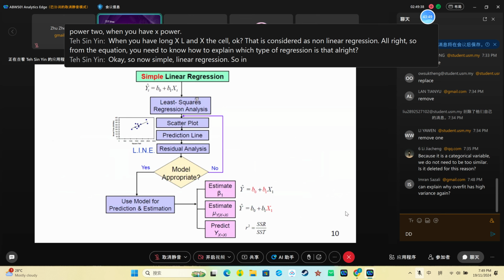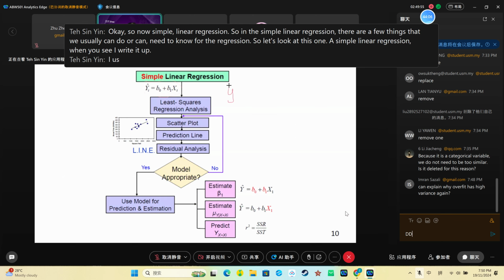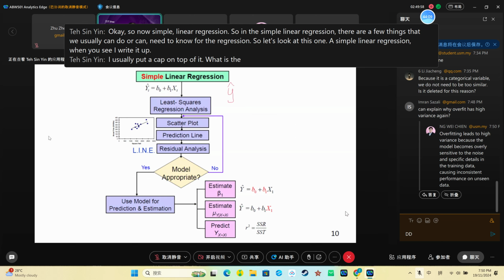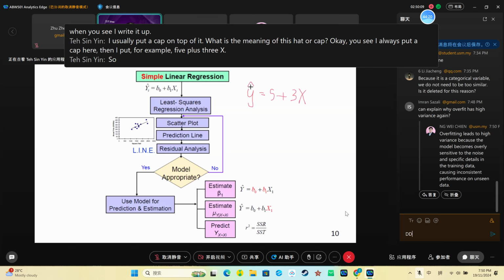In simple linear regression, there are a few things that we usually need to know. When you see I write it, I usually put a cap on top of it. What is the meaning of this hat or cap? I always put a cap here, for example, y cap equals 5 plus 3x. Why do I need to put this cap here? The cap here means estimate value.